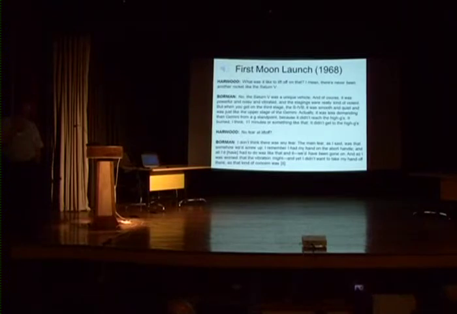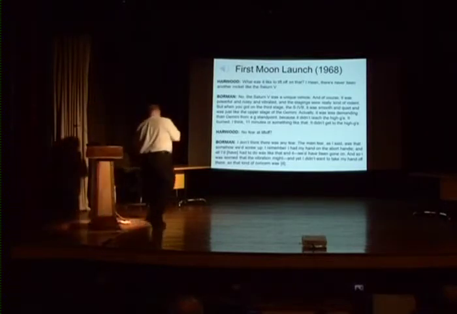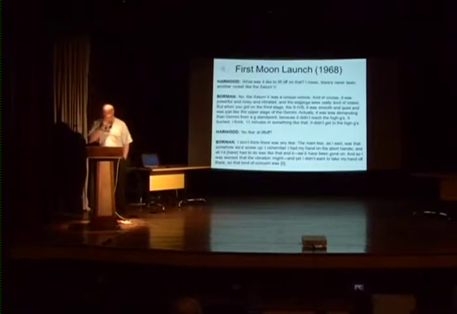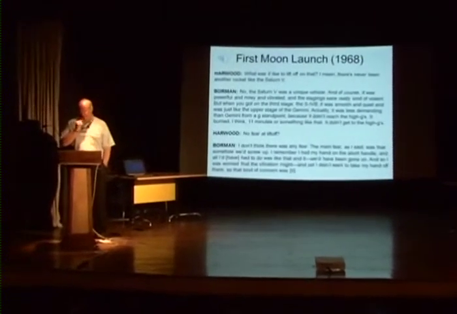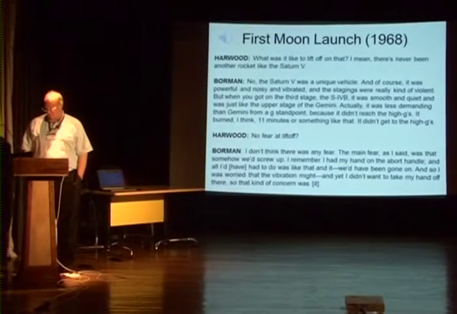What was it like to lift off on that? I mean, there's never been another rocket like the Saturn V. No, the Saturn V was a unique vehicle, and of course it was powerful and noisy and vibrated, and the stagings were really kind of violent. But when you got on the third stage, the S-IVB, it was smooth and quiet, just like the upper stage of the Gemini. Actually, it was less demanding than Gemini from a G standpoint because it didn't reach the high Gs. It burned, I think, 11 minutes or something like that. No fear at liftoff? I don't think there was any fear. The main fear, as I said, was that somehow we'd screw up.